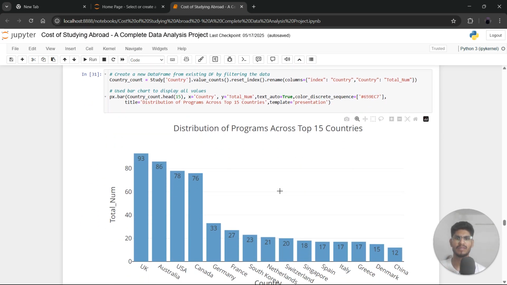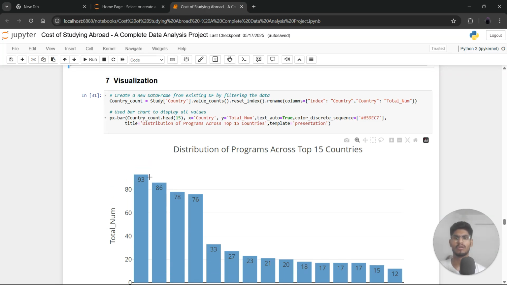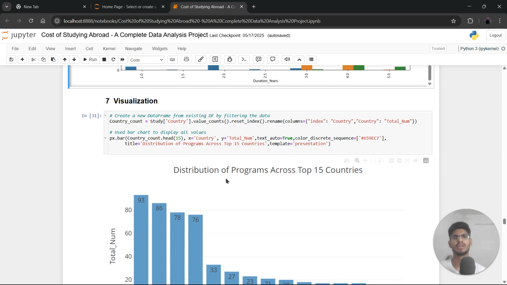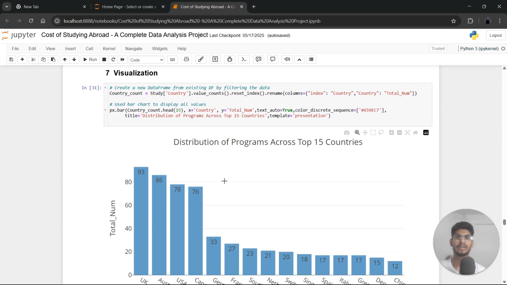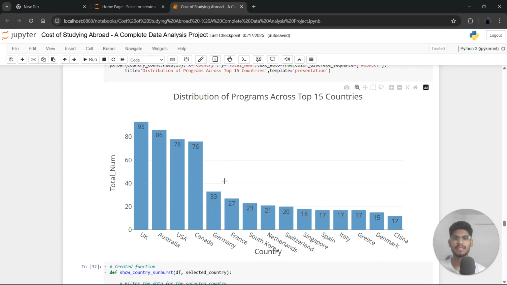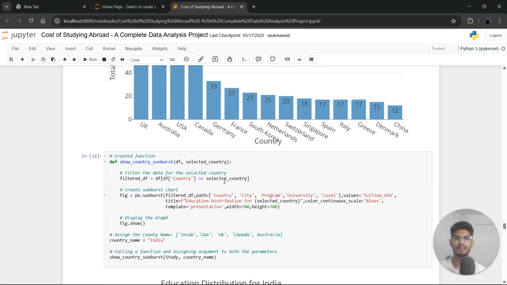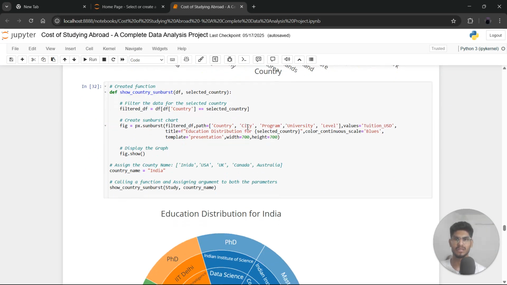Now we are using the visualizations to know more about our data. UK is offering again the 93 which we have already seen above, but I just wanted to show you once again so that you can remember this, because we will do the same in the future.